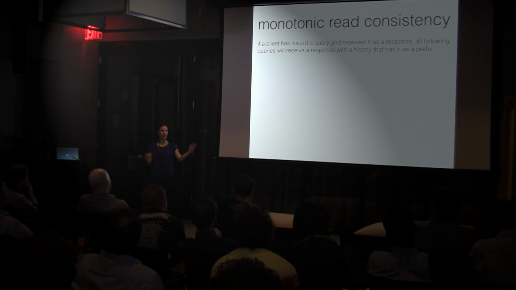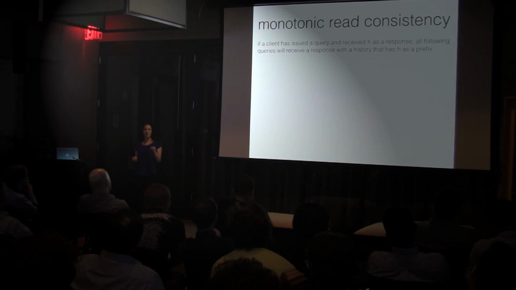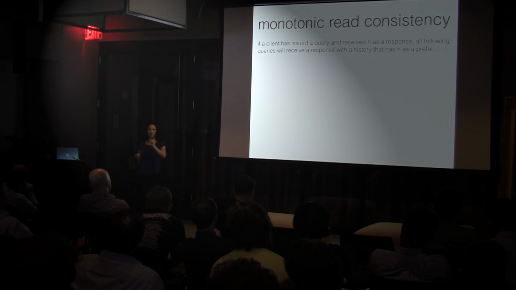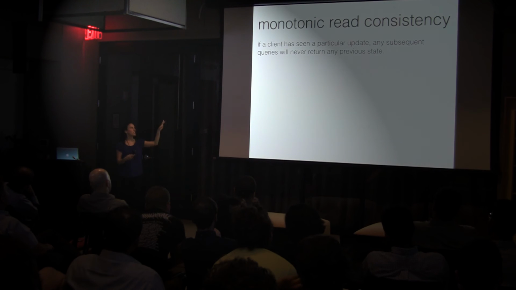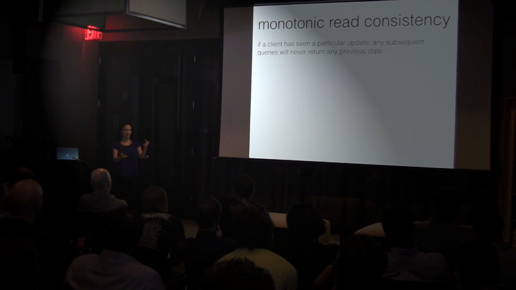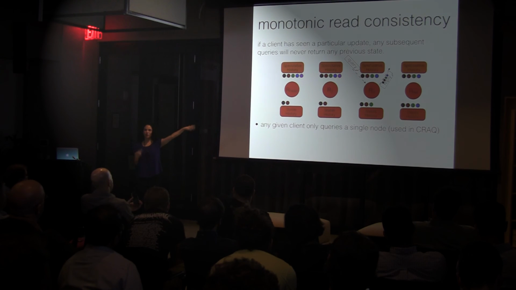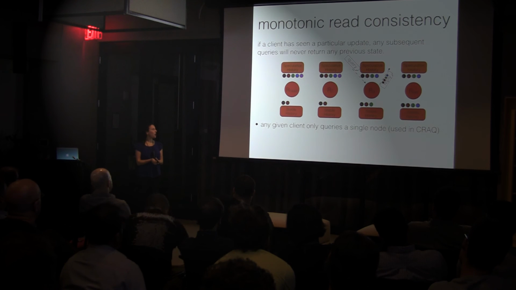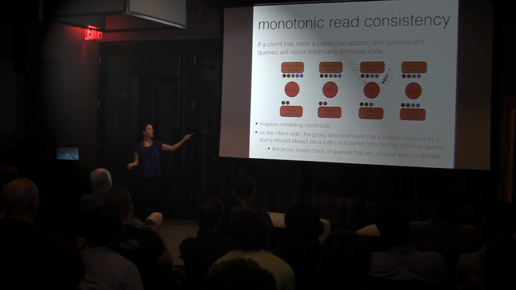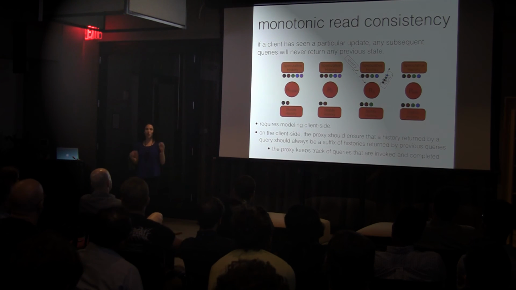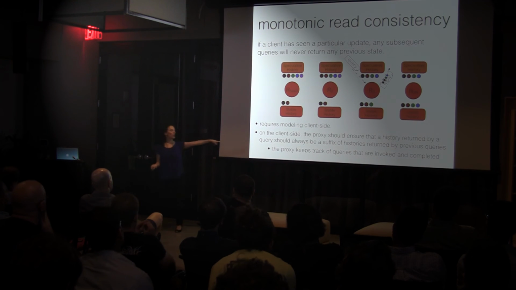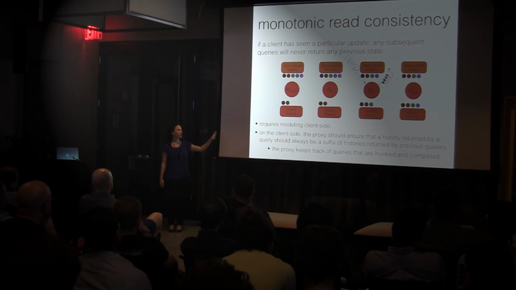And monotonic read consistency is where there's an ordering of reads. If a client has issued a query and received a history as a result, any read would have to send back a history that is either the same or greater. Another way of talking about this is if a client has seen a particular update, any subsequent query would have to have state that includes the update. So here, if we only query one replica all the time, we can get monotonicity because we know that the histories of that node monotonically change. This is the way it's done in CRAQ. Or you can model it on the client side and make sure that the proxy keeps track of completed updates and only returns a query reply when all of the complete updates are done. So the history that is returned is a suffix.